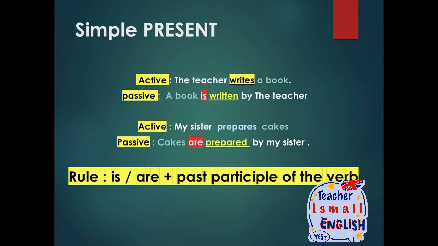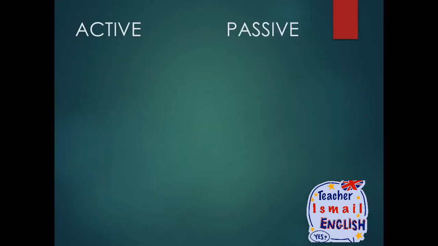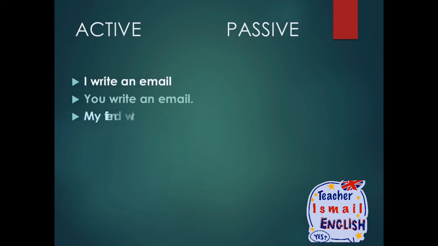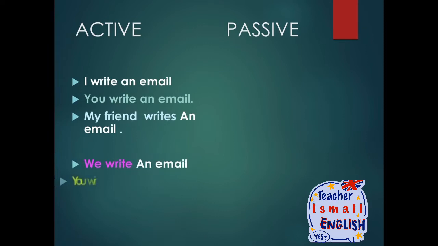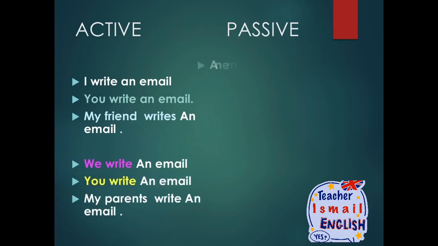So we put the verb to be in the present, which means is or are, plus the past participle of the verb. This is what you should understand about the simple present in the passive. Then here I made these examples. You can say I write an email, you write an email, my friend writes an email, we write an email, you write an email, and my parents write an email.